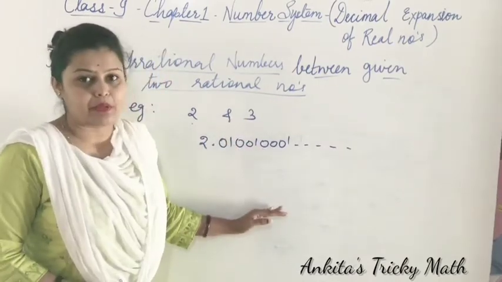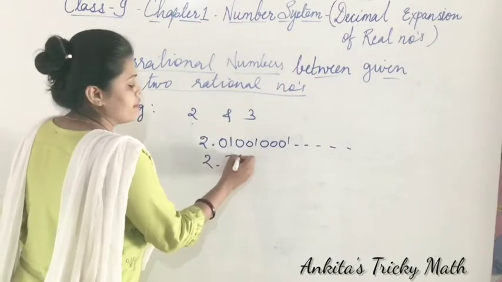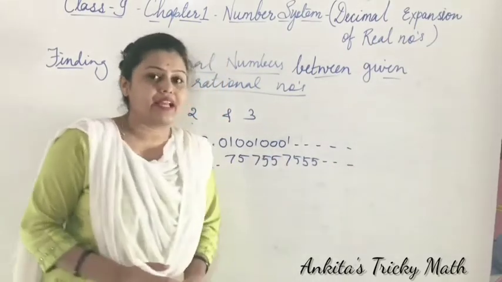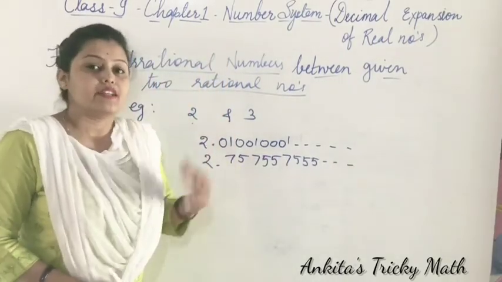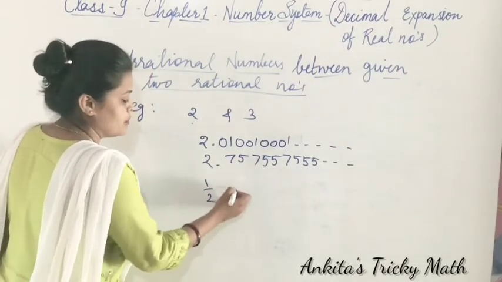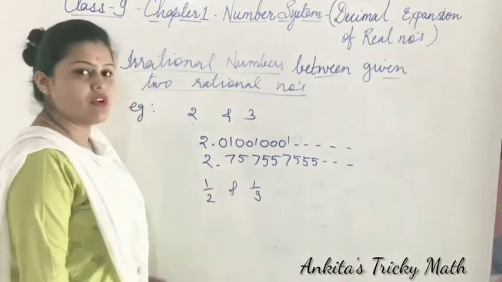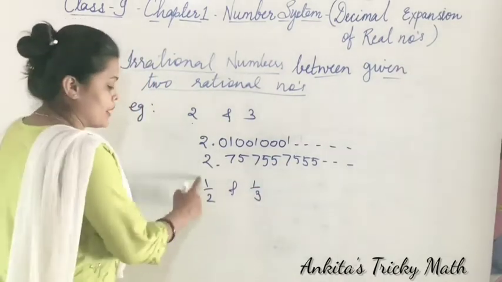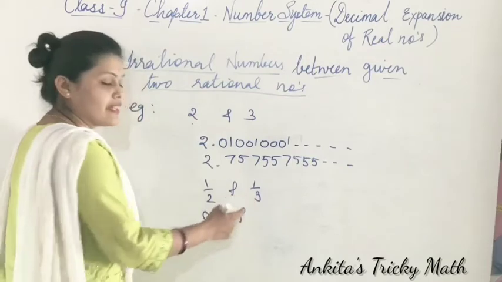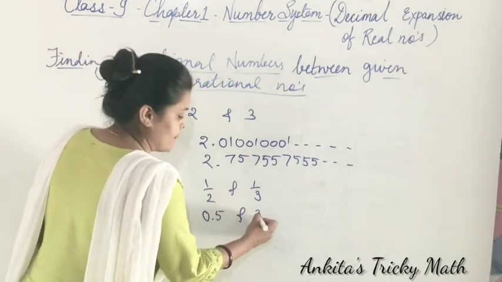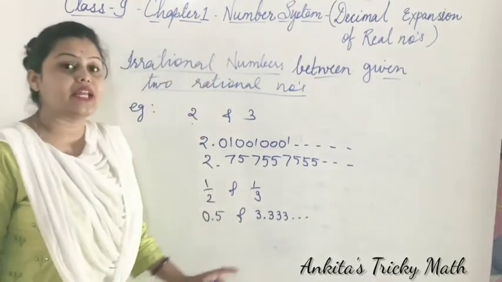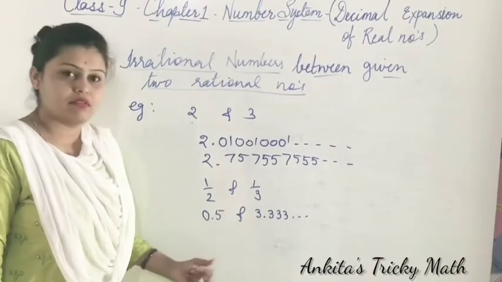There can be numerous examples. We can take 2.75, 755, 7555, anything, any number you can take between 2 and 3. Let's take one more example of fractions, say 1 by 2 and 1 by 3. Now first convert them into decimal. So 1 by 2 can be written as 0.5 and 1 by 3 can be written as 0.333. That means it will be recurring. Then also it is a rational number.